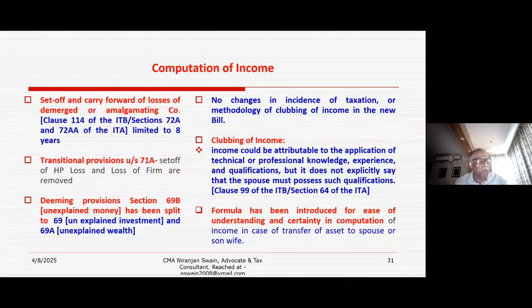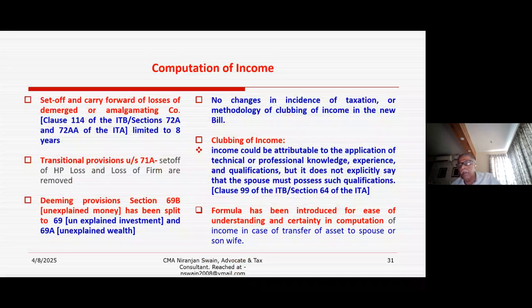Then the question will come: set off and carry forward of losses. Set off and carry forward of loss of a demerged or amalgamated company. Actually, there was a provision that when a company is demerged or amalgamated, the loss of the vanishing company will be continued by the new company or the continuing company. So thereby the 8 years restriction is not there.